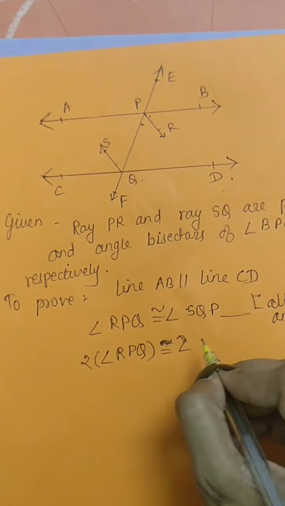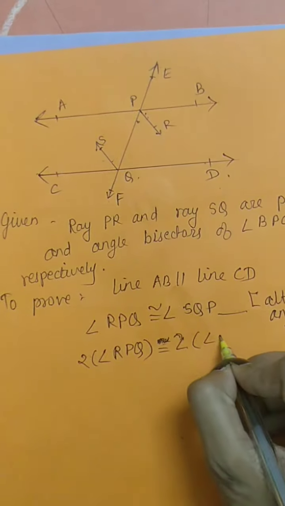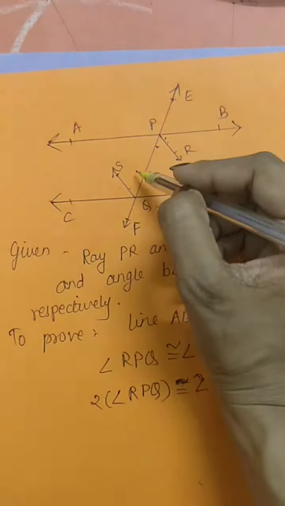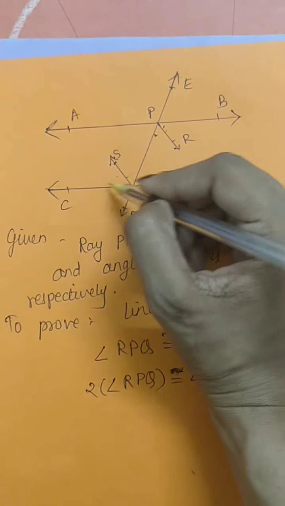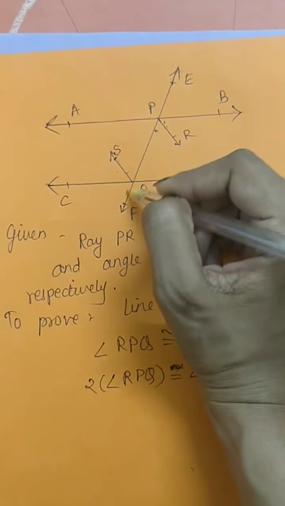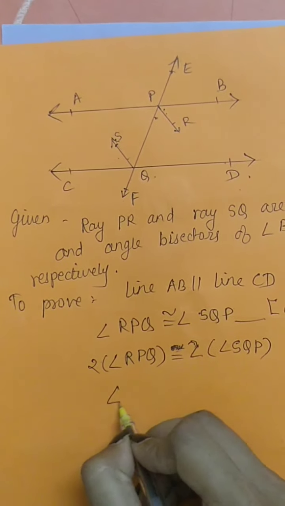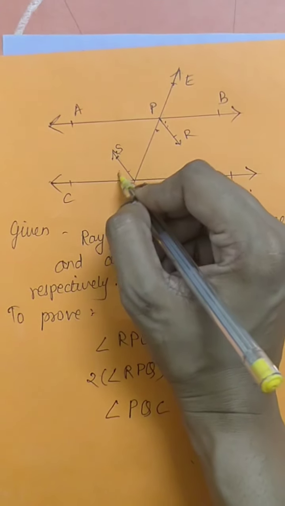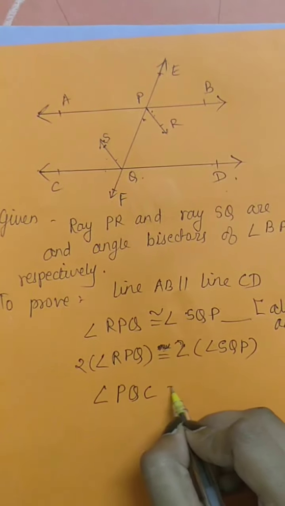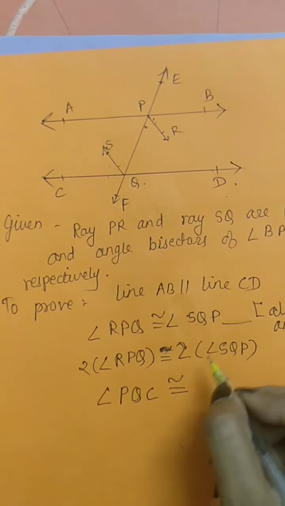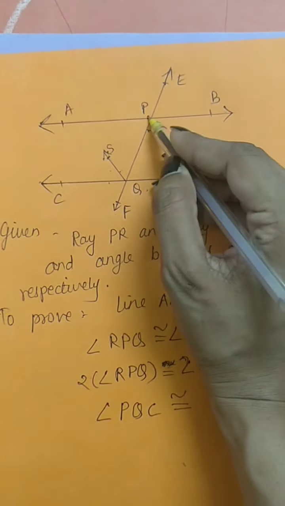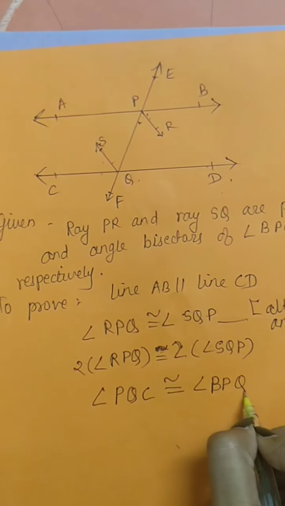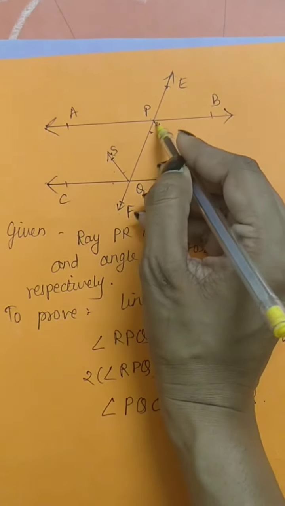Let's take this is equals to twice of angle SQP. Okay, but you know that this twice of this angle is going to be angle PQC, the whole angle I am talking about. And similarly, this congruent will be angle BPQ.